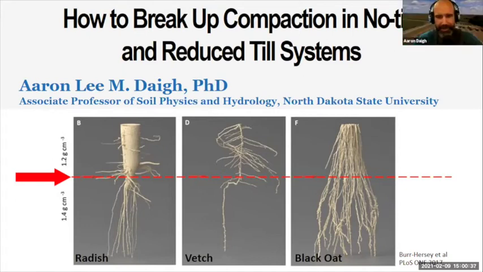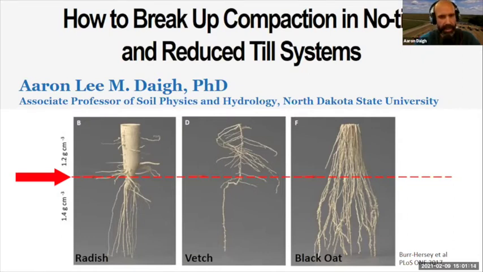My pleasure. Thank you for the invitation and for the opportunity to chat with everyone today. So today I was asked if I'd talk a little bit about breaking up compaction in no-till and reduced-till systems. So obviously I'm going to talk a little bit about roots just from the beginning stage here, as you can tell. But along the way, some of the things to think about is this is mostly for y'all that have farmers who are transitioning into no-till and reduced-till systems, something like a shallow vertical till or something like that.